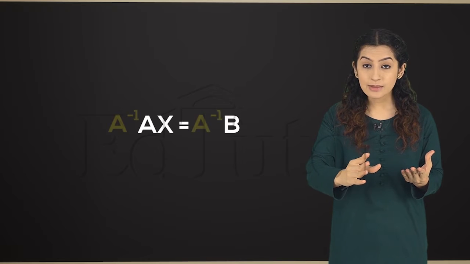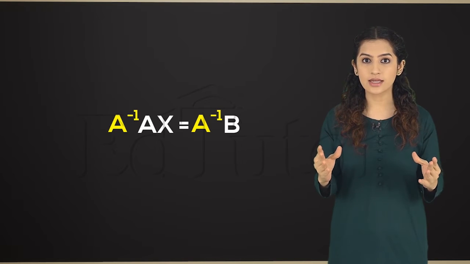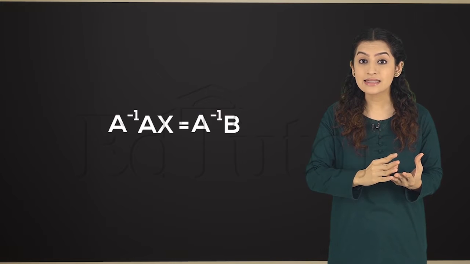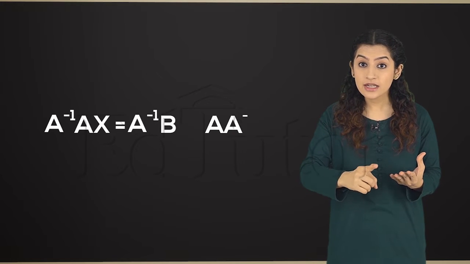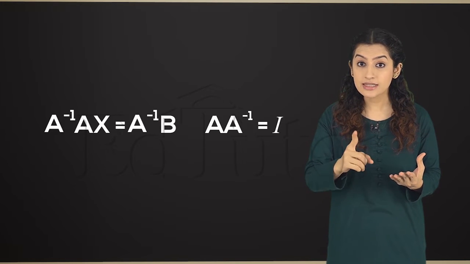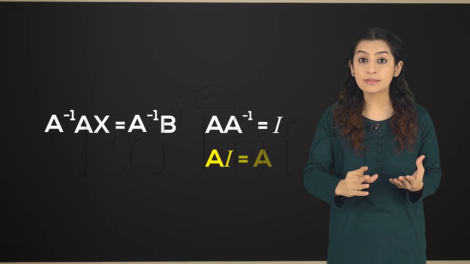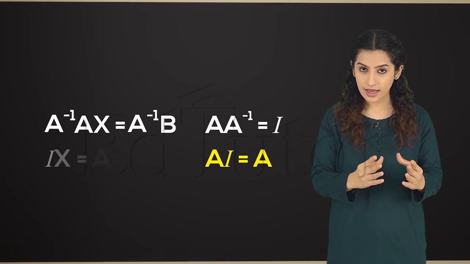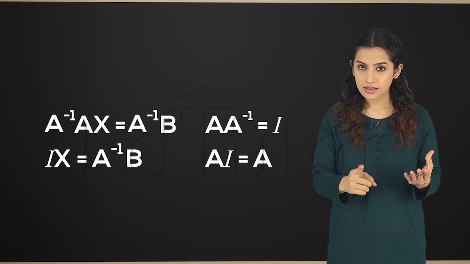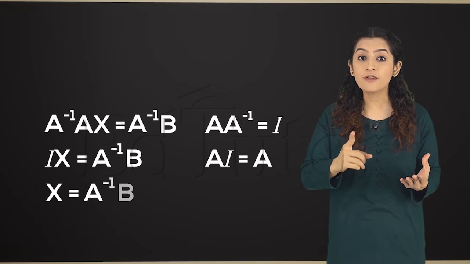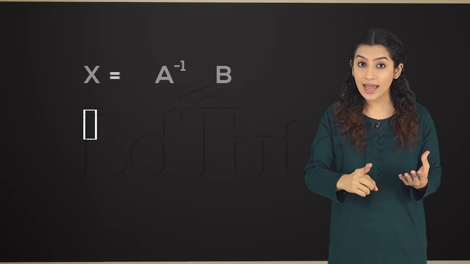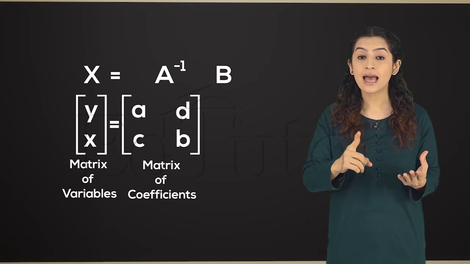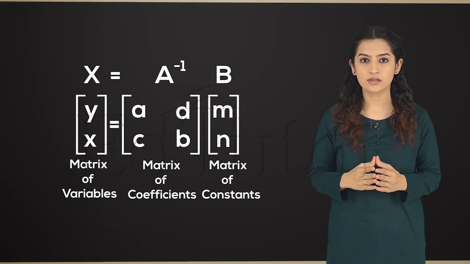Watch. I'm multiplying the inverse of A on both sides. Why? Because we know this from our previous lessons that A into its inverse is equal to unit matrix I, and I multiplied by any matrix gives that same matrix again. AI equals A. Thus, we have arrived at a formula for X, or the unknowns, where X is the matrix of variables, A is the matrix of coefficients, and B is the matrix of constants.